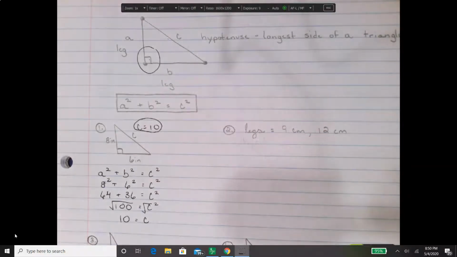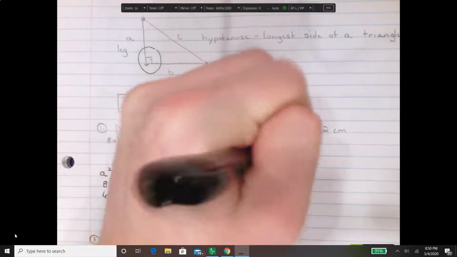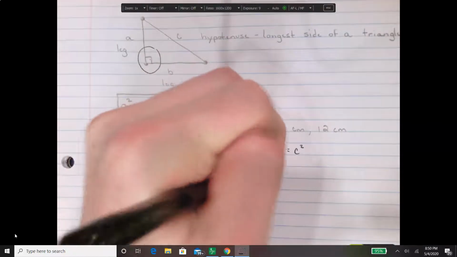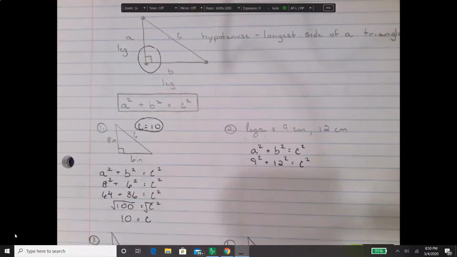Let's do the same thing on number 2. Again, legs are 9 centimeters and 12 centimeters. Okay, what's your hypotenuse? Still going to use that same formula. A squared plus b squared equals c squared. Plug your numbers in. 9 squared plus 12 squared is equal to c squared. You could have written 12 as your A and 9 as your B. Doesn't matter. 9 came first, so I'm just going to list it as A.